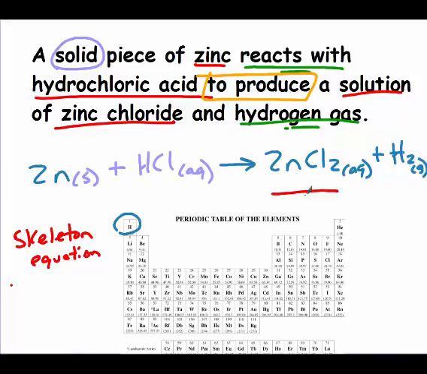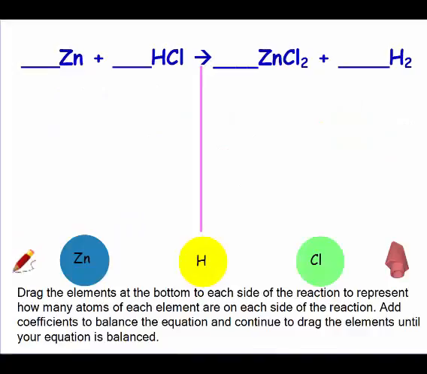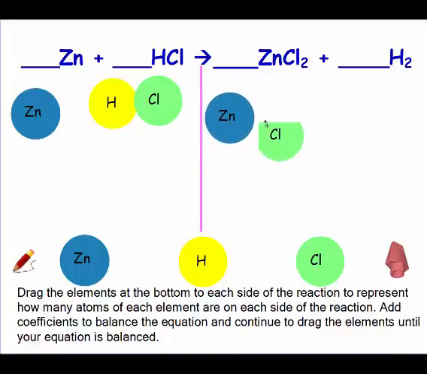We can now take this skeleton equation and balance it. So the state symbols have nothing to do with how we balance our equation. So I've omitted them on here just for simplicity's sake. So what it means to have a balanced equation is currently I have 1 zinc. I have 1 hydrogen, and that hydrogen is bonded to 1 chlorine. On the product side, I have 1 zinc bonded to 2 chlorines and 2 hydrogens bonded to each other.